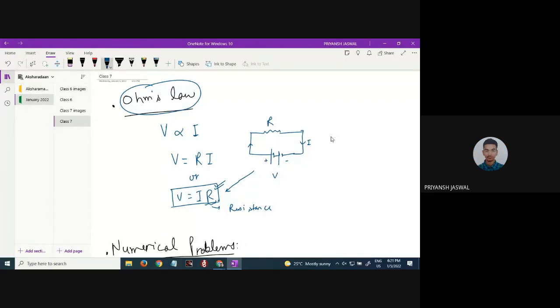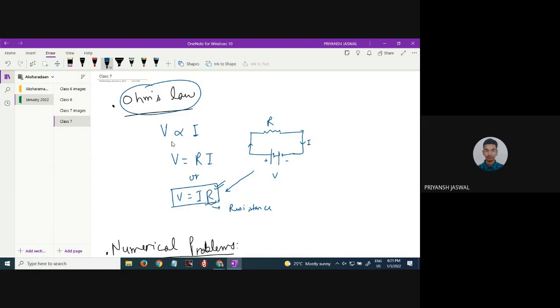Good evening, everyone. Today is class 7th of the Aksharamaala initiative. I'll be continuing the electricity chapter from where I left in class 6th. In last class, we studied Ohm's law.